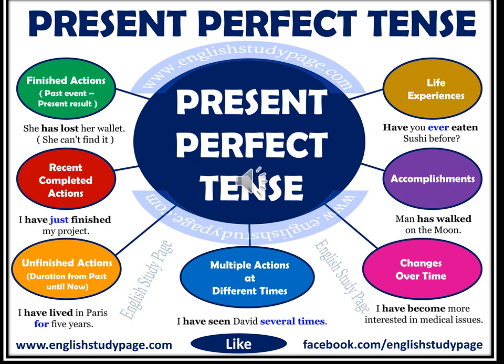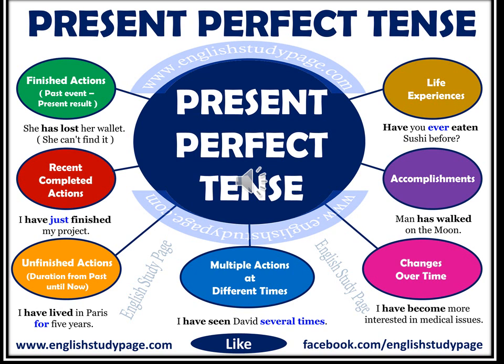Present perfect tense is also used to indicate unfinished actions, and the duration from the past until now is given. For example, I have lived in Paris for 5 years. Means the action of living in Paris for 5 years started in the past, but the action is still unfinished.